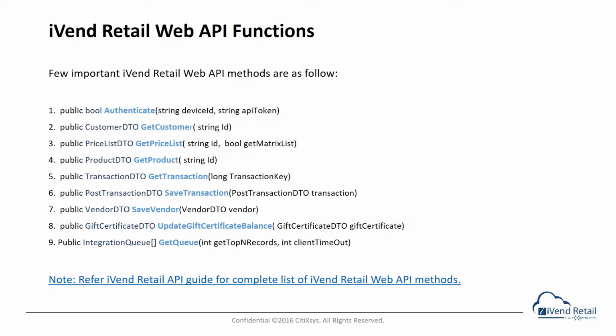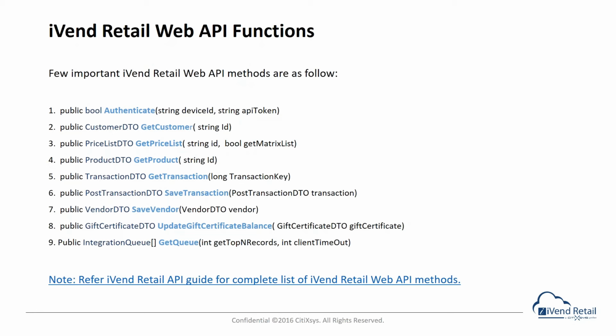So there are multiple overloaded functions for save transaction, and then save vendor, update gift certificate balance, and very importantly, you have a get queue function. I'll explain the get queue function in detail going forward in the webinar.